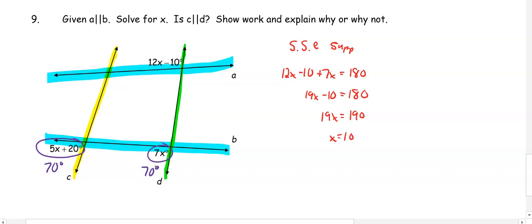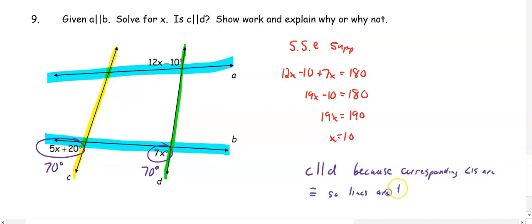So because they are the same measure and they are corresponding angles, this time C is parallel to D because corresponding angles are congruent, so lines are parallel.